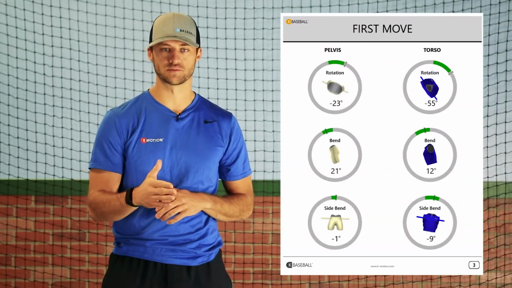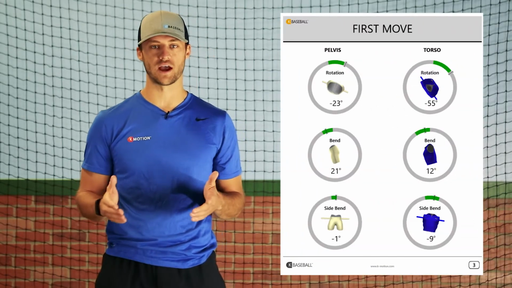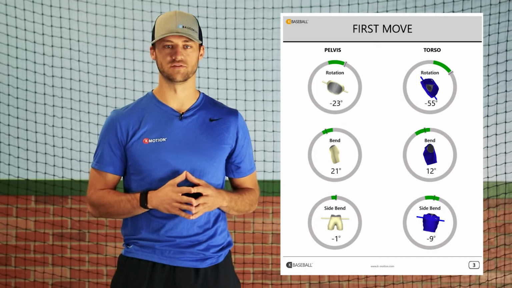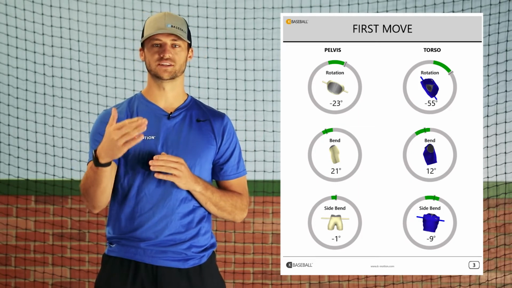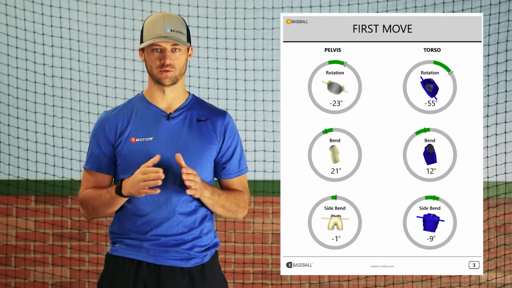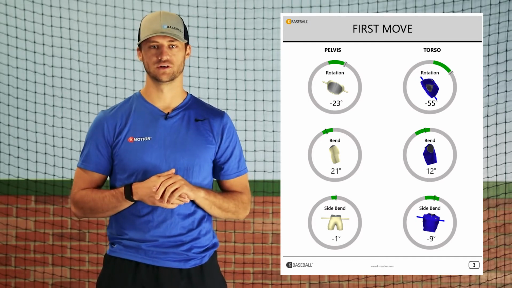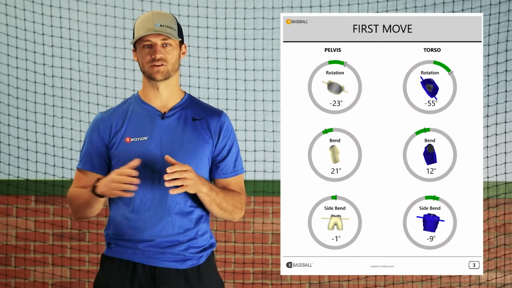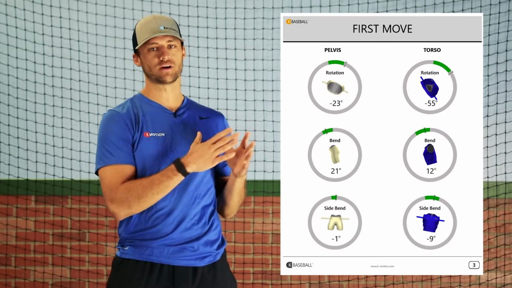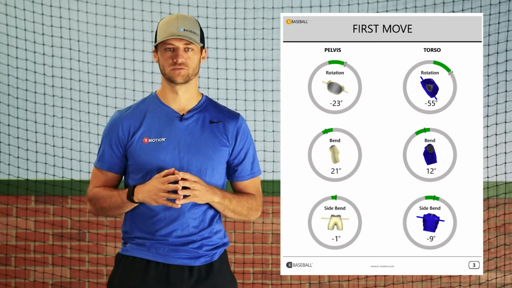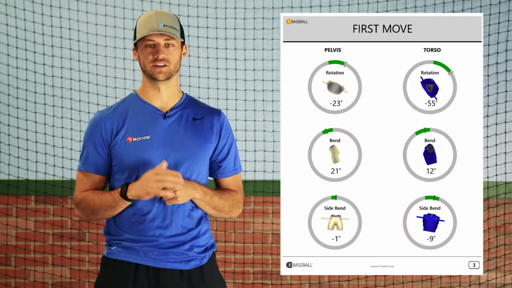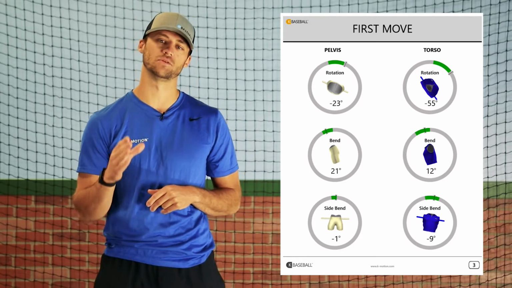Torso side bend at first move is the amount of lateral tilt the player has in their torso when their hands begin to fire at 100 degrees per second. We want to see the player in a neutral position at this point in the swing, ready for the turn, between negative 5 and 5 degrees. This player is at 9 degrees, meaning that they are slightly tilted towards the pitcher. Although this is outside our range, it is close and still an acceptable attack position.